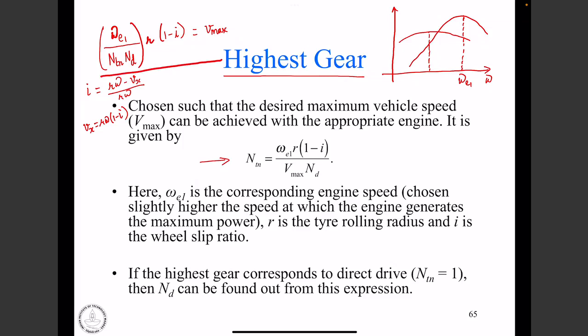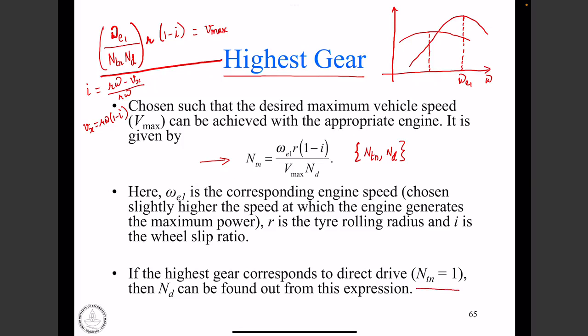Of course, here we can immediately see that there are two unknowns, NTN and ND. Okay, there is only one equation. So this creates interesting scenarios. We will see how to address them as we go along. So typically, if we are given the fact that the highest gear is a direct drive, NTN becomes equal to 1, we can use this expression to find ND, but not always. So in modern transmissions where we have fifth gear, sixth gear, and so on, right?